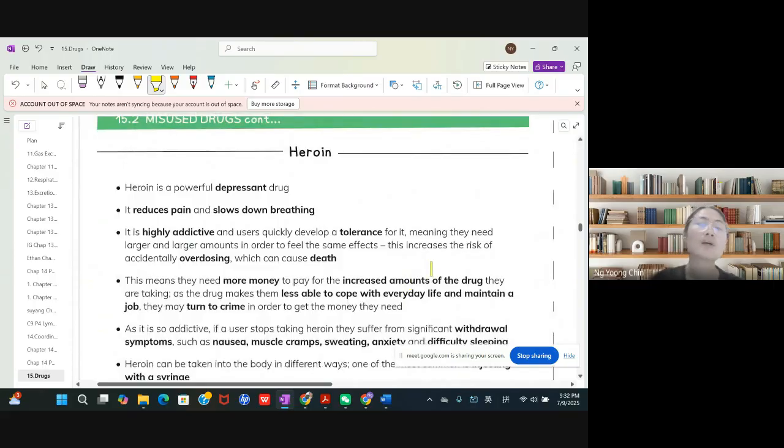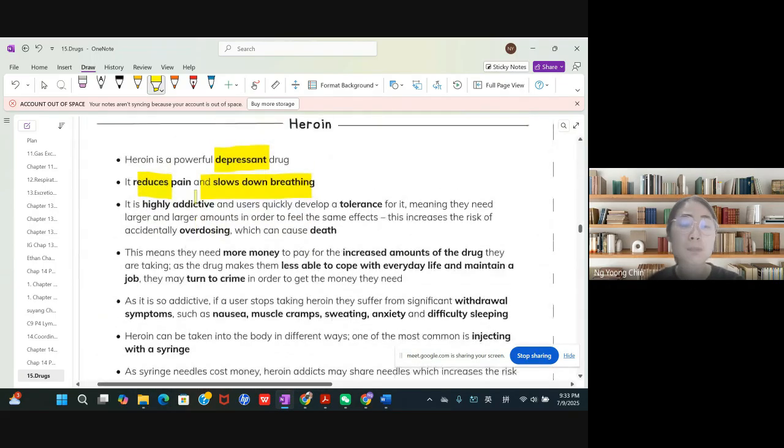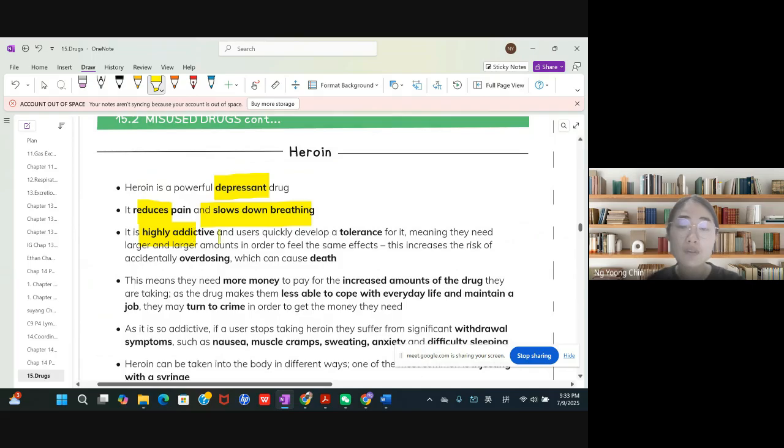Okay, and then now we'll talk about another drug, heroin. Heroin is a powerful depressant drug. Depressant drug means it can depress the bad feeling, so we call it a depressant drug. It is able to reduce pain and slow down breathing. It causes people to become highly addictive, and the user quickly develops tolerance for it.